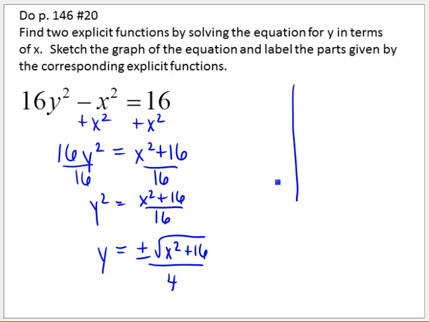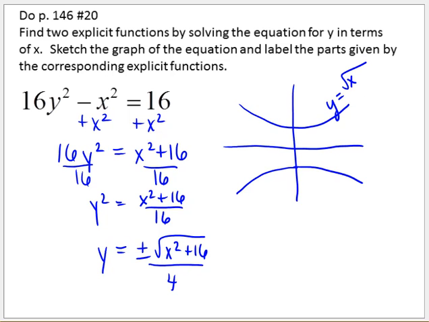If I sketch these two functions, this is a really fast sketch, they would look something along these lines, where this one would be y equals the square root of x squared plus 16 over 4, and this one would be y equals negative square root of x squared plus 16 all over 4.